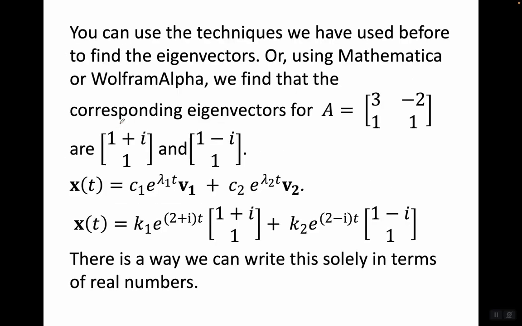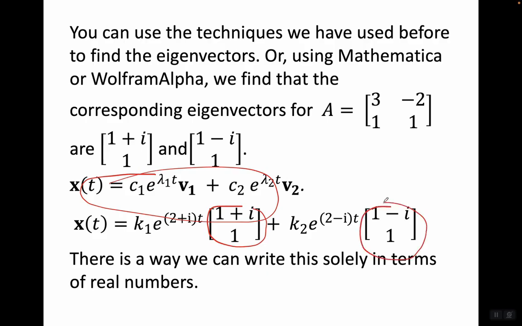You can use the techniques we've used before to find the eigenvectors. Again, Mathematica or Wolfram Alpha would be easier, but you can do it algebraically, grinding it out by hand. We find that the corresponding eigenvectors for this matrix are (1 plus i, 1) and (1 minus i, 1). So here's what our solution is going to look like. X of t, using the formula from before, is k1 e to the (2 plus i)t times this eigenvector plus k2 times e to the (2 minus i)t times this eigenvector.